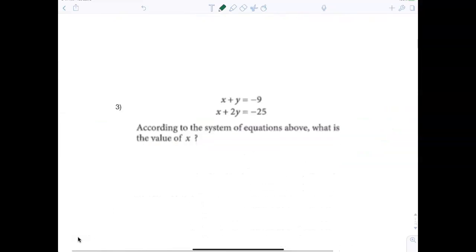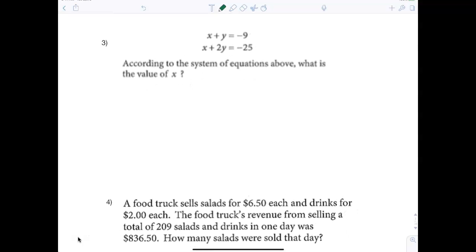All right, guys, let's try to do better. On number 3, I just feel like everybody should be able to do that. Now, what's the question, though? What is the value of x? So I need to eliminate the what? Y. Everybody eliminate the y. Try to eliminate the y. Let's go. 30 seconds. Chop, chop.